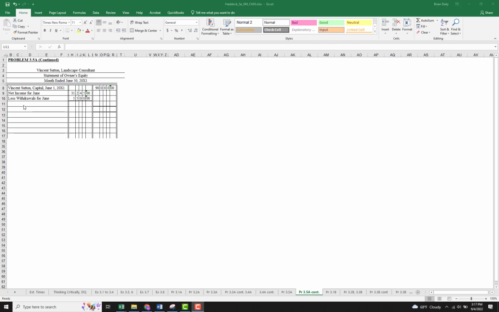And since the net income exceeded the withdrawals, we're going to have an increase in capital. So I'm going to take the difference between those two amounts and show that. So we can see that the owner's capital increased by $25,745 during the month of June.